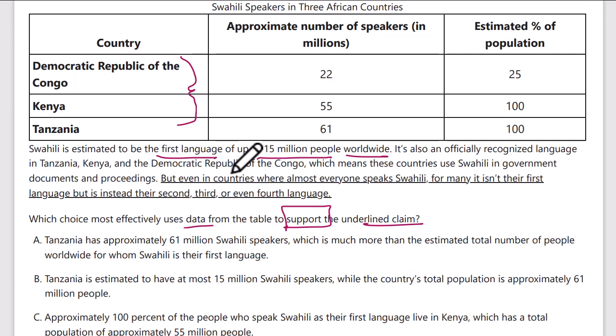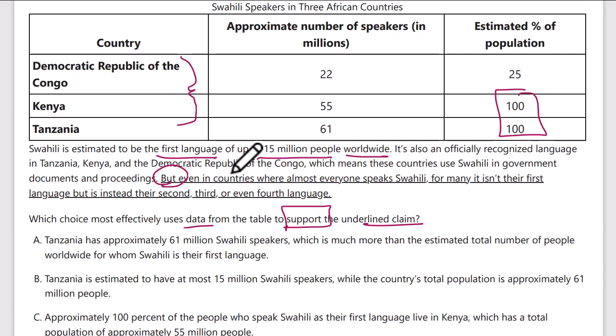Here's our underlined claim that we need to support. But we're going to get a contrasting idea: even in countries where almost everyone speaks Swahili. So what countries have everyone speaking Swahili here? These 2, right? Not the DRC, because a minority, 25%, speak Swahili there. So for many, it isn't their first language, but it is instead their second, third, or fourth language.